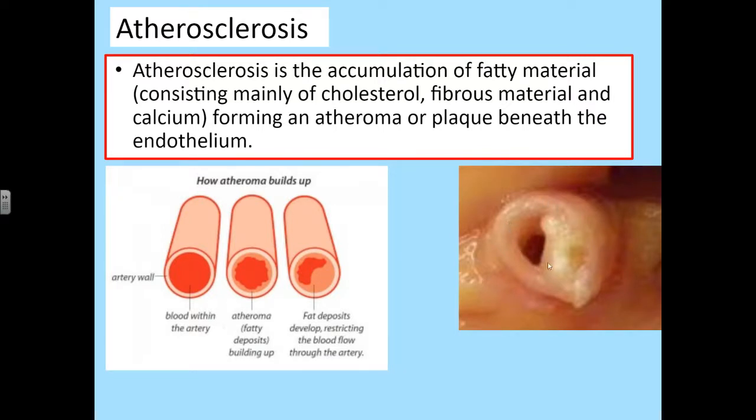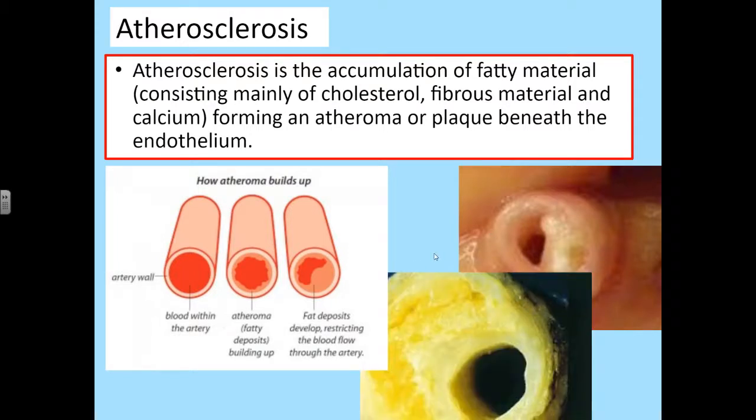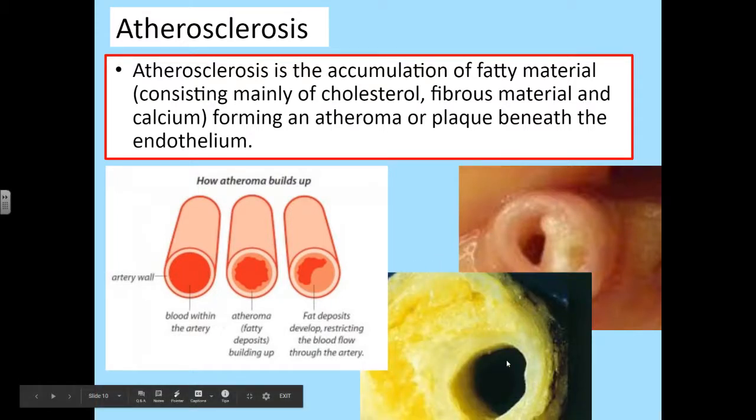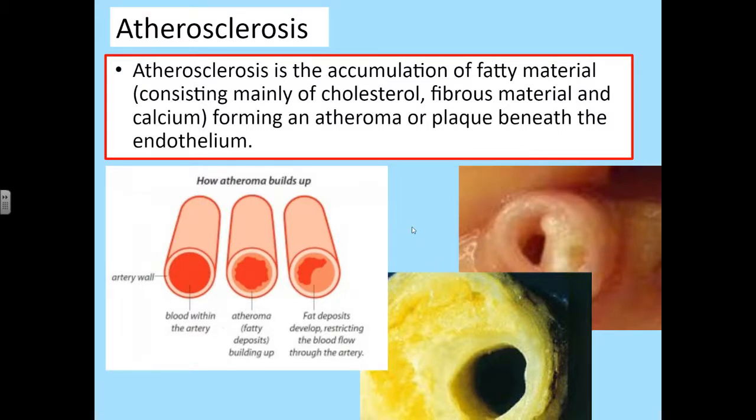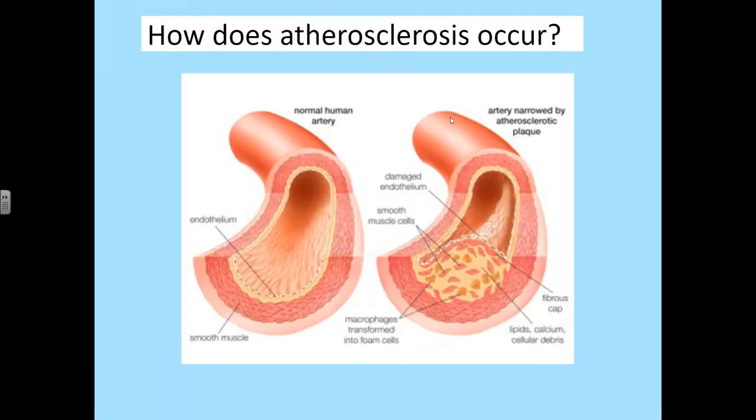So you can see here, this blood vessel should be a nice circle, but the endothelial layer is getting pushed in, and it's decreasing the size of the lumen. And you can see this here. There's the endothelium, and then underneath is this massive cholesterol plaque. So how does that occur?